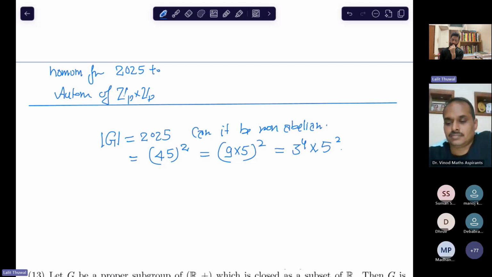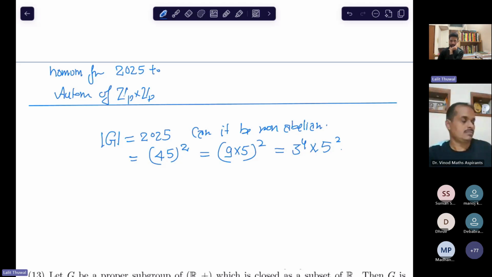By the way, let me tell you, the group of order 45 is always cyclic, okay? Yeah, that's true. No, I think it might not be, okay? Check it, because Z9 cross Z3 cross Z15. Yeah, that must be, because if you apply Sylow theorem, you will get that.